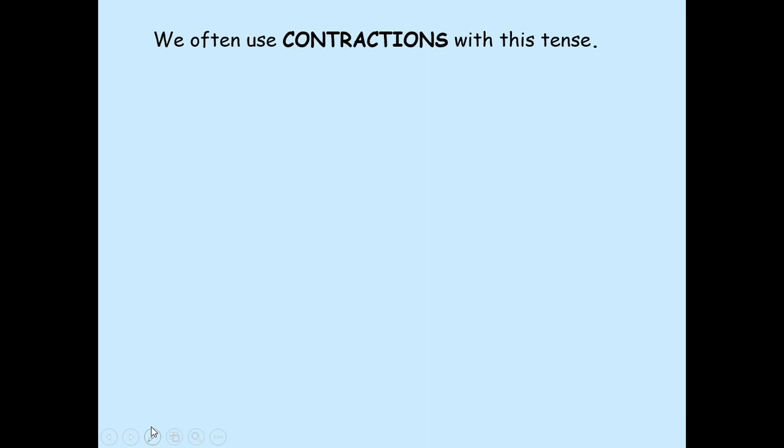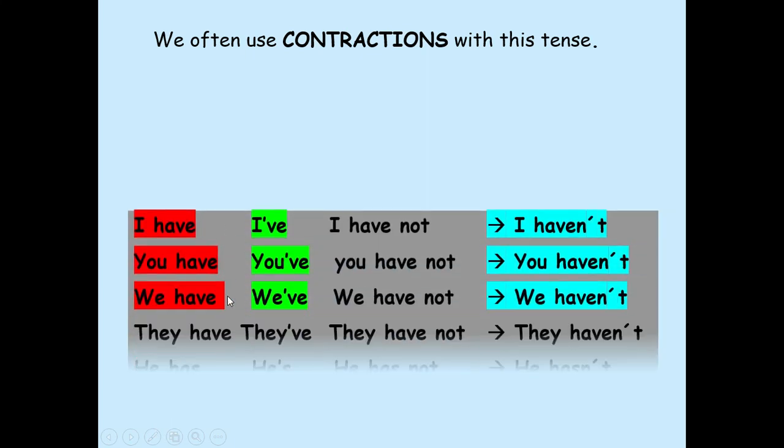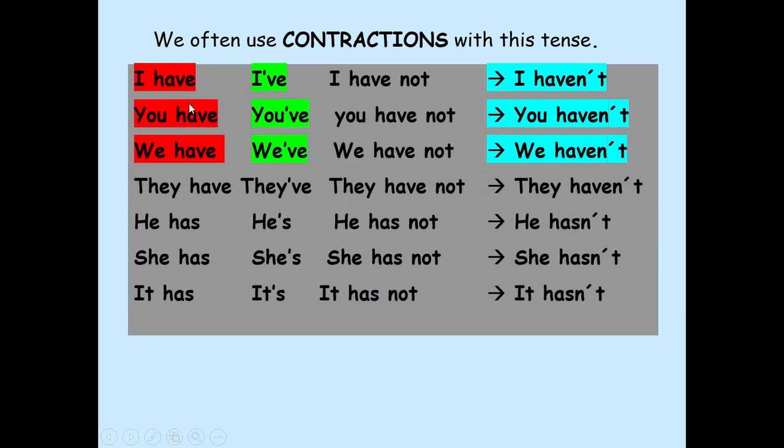In fact, we can also use contractions with this tense. I have, we can shorten it to I've. You have, also contracted to you've. We have, we've, and the rest I think you can do by yourself. And also the negative form, we can construct this form as well.